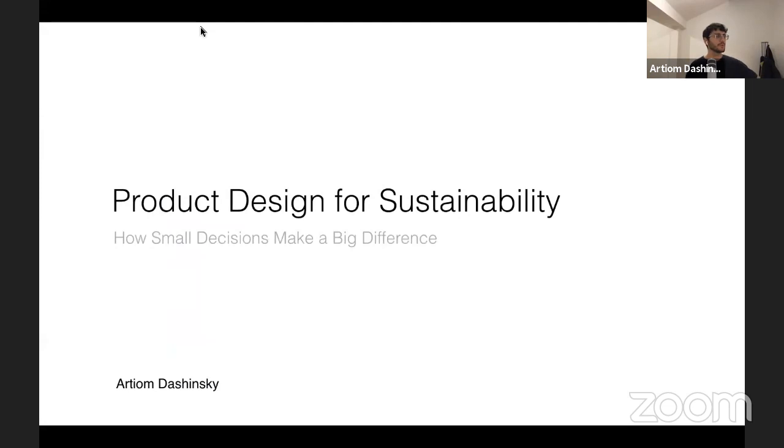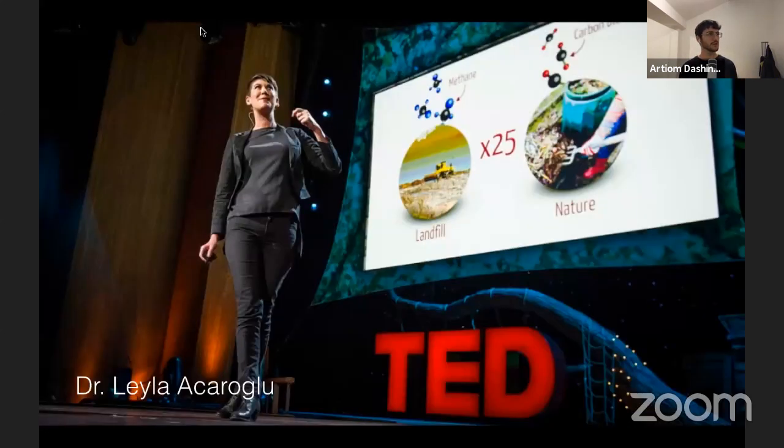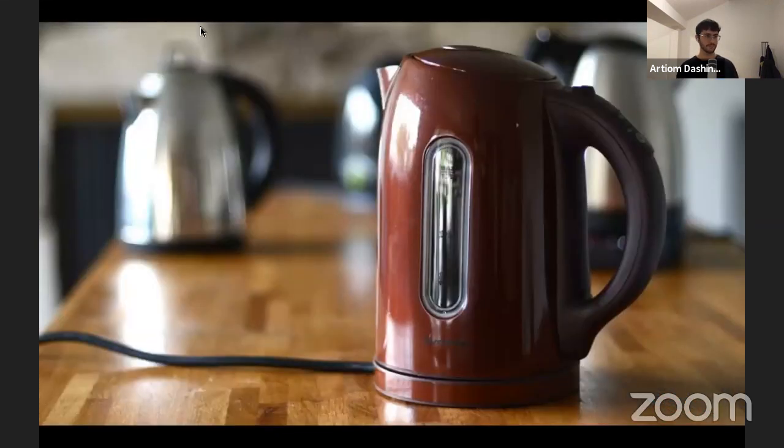Okay, so I want to talk about how digital products affect sustainability and the environment, and how we as product designers or product managers, with a relatively small effort and small changes, can affect sustainability and the environment. So I'll start with a story that I kind of stole from Dr. Leila Ajarlu that she told in her TED Talk. And the story is about electric kettles.